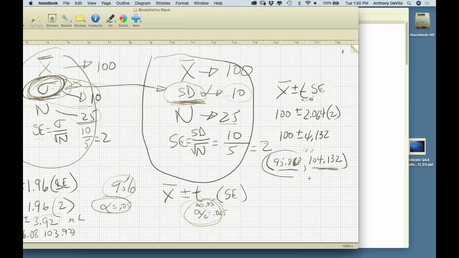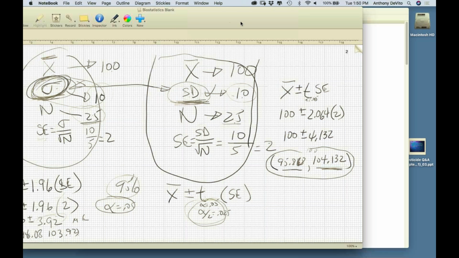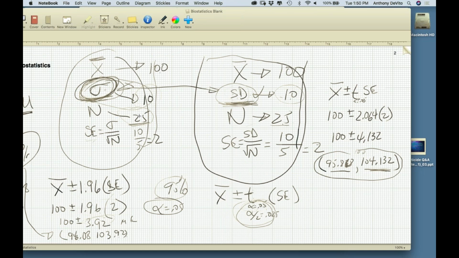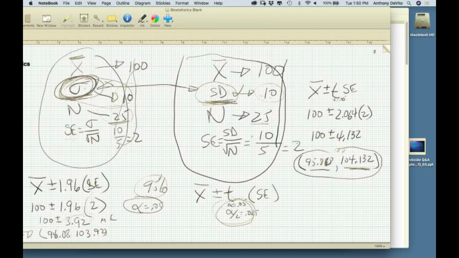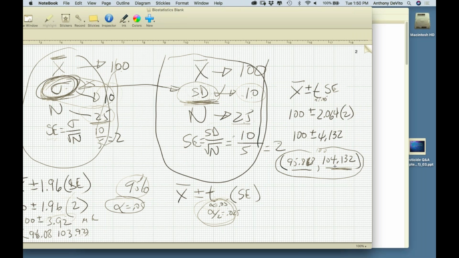Okay, so at any rate, that's our confidence interval now. Notice something. All of these numbers are the same. Mean is 100. Standard deviation is 10. Sample size is 25. Standard error is equal to 2. And when I knew sigma, they're all the same numbers as knowing sigma and not knowing sigma. What's the difference here? My confidence interval was 96.08 to 103.92. And now it's 95 something to 104 something. It's wider than it was before.